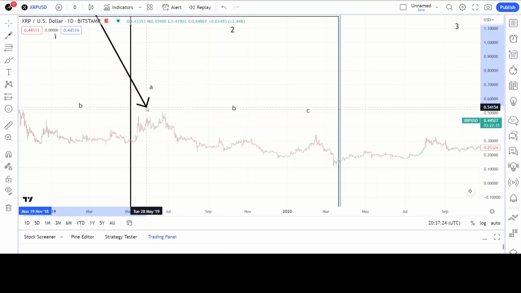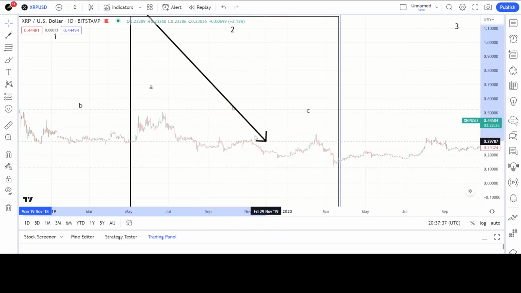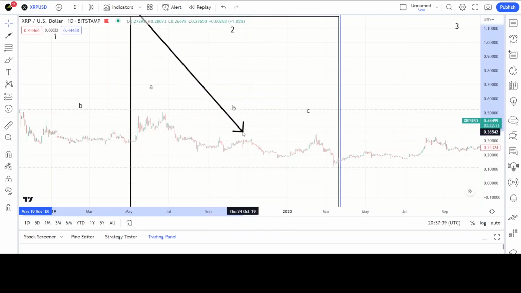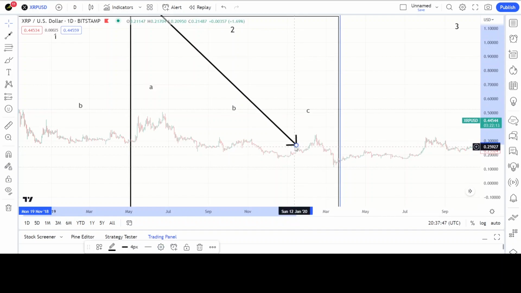So price moves up. Here we have one peak. It kind of comes back down and makes another peak. This one was higher than this one. It comes back down. So here you have part B of the structure and part C. Part C is much more consistent.